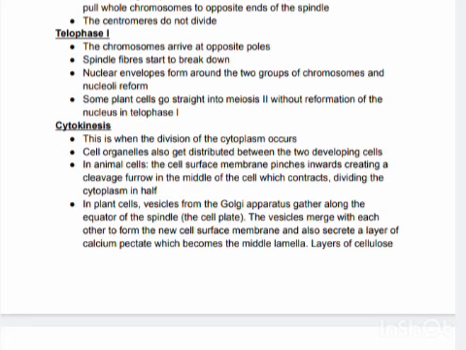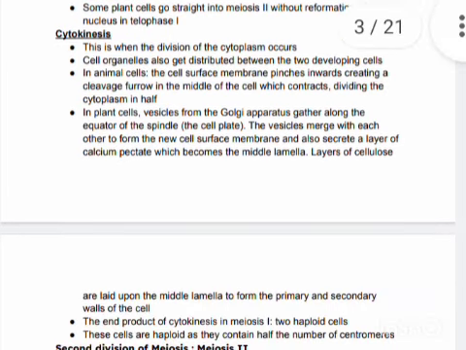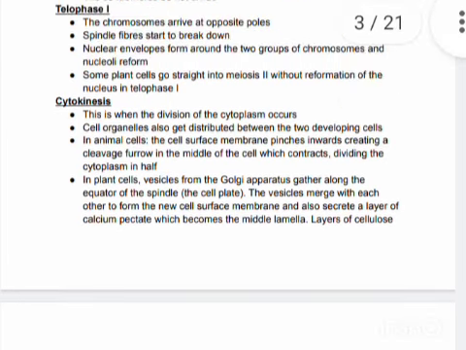In telophase 1, what's going to happen is that, of course, our chromosomes are now at opposite poles, so our spindle fibers are going to start breaking down, and nuclear envelopes are going to form around the two groups of chromosomes, right? Now, some plant cells go straight into meiosis 2 without reformation of the nucleus in telophase 1, right? But here we're going to have the reformation of the nucleus because we're talking about animal cells, right?